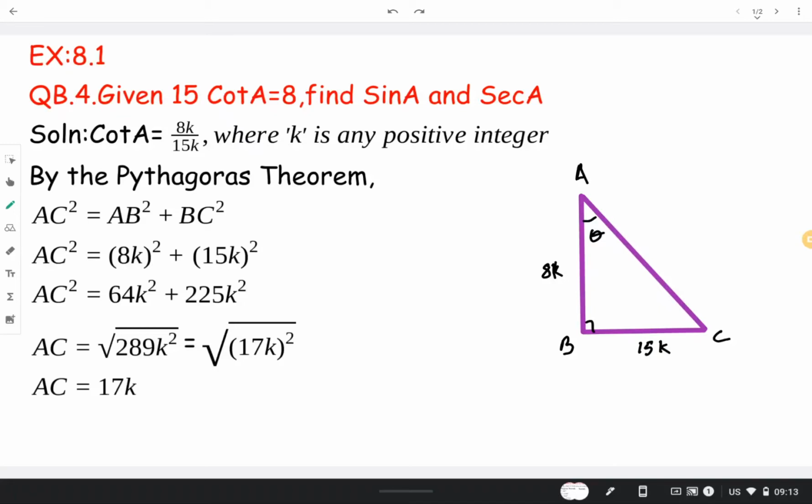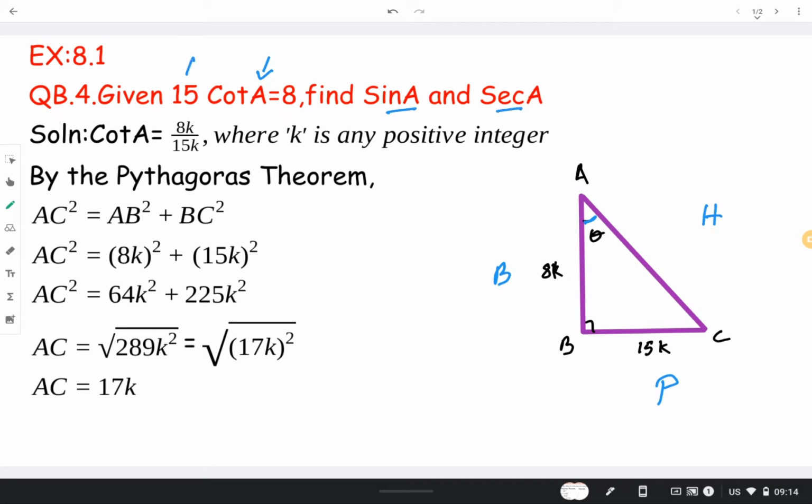Question number 4. 15 cot A equals 8. So let us have a look at where our theta will be. First, it is at A, right? So you can see here A and theta is here. So if theta is at A, AC becomes our hypotenuse, BC becomes our perpendicular, and AB becomes the base. We also have to find sine A and sec A.